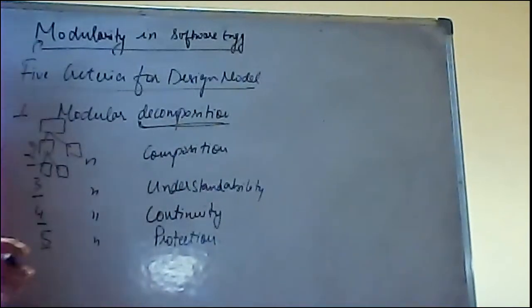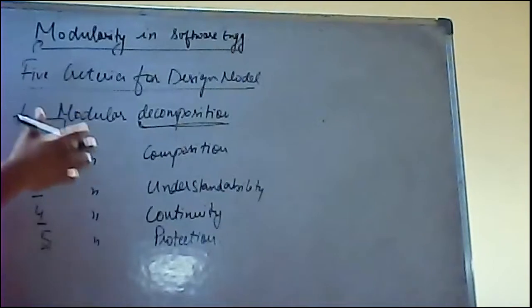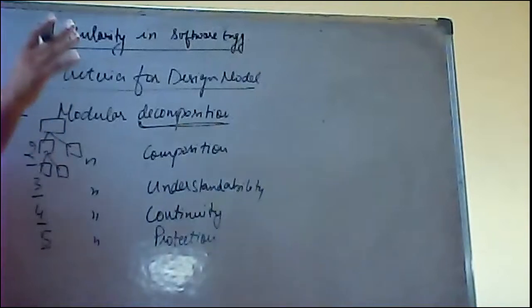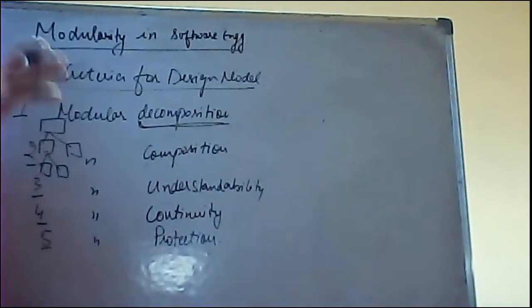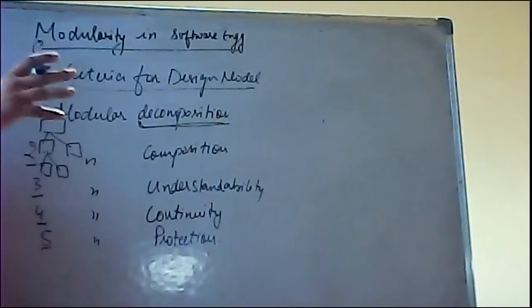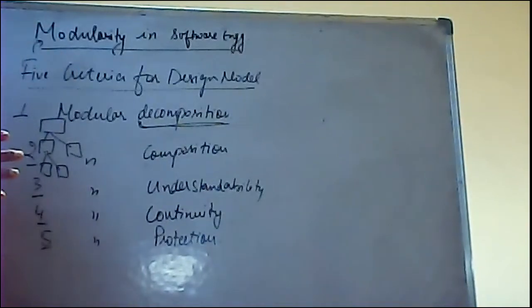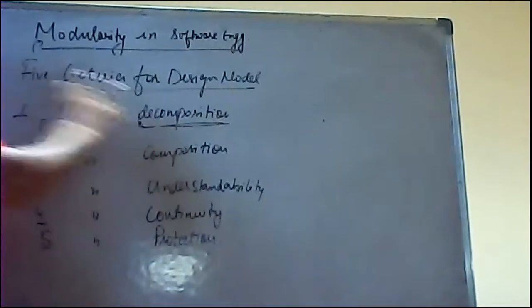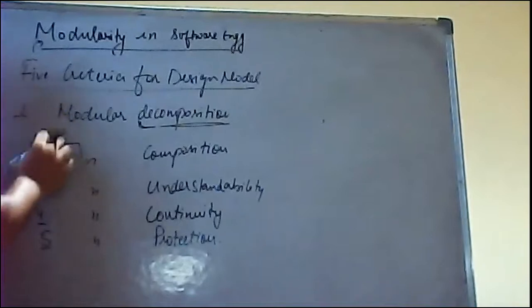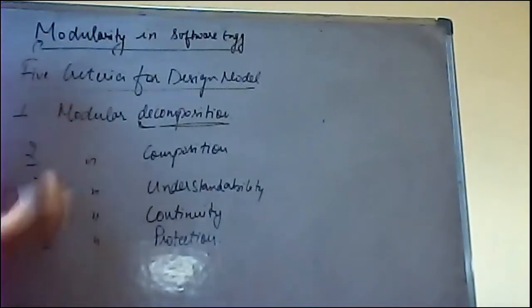Like in your BTech field, there are different semesters. Semester 1 students are there, semester 2 students are there, third semester students are there. That is your BTech being decomposed. Make a project in a way that your product can be decomposed. Means while creating a design, you can decompose your software or your project. So modular decomposition should be there. You can decompose your design or your product.